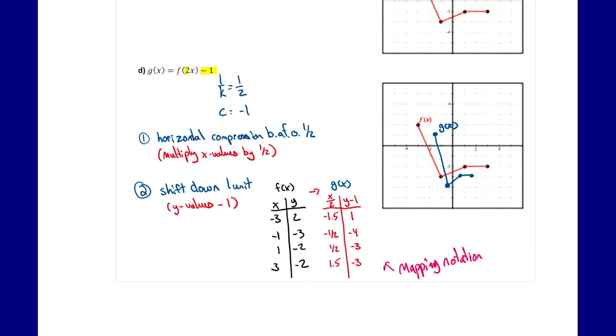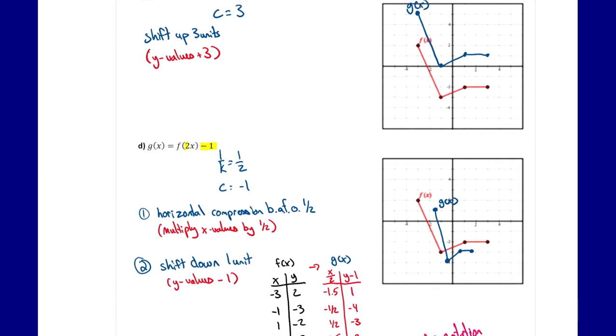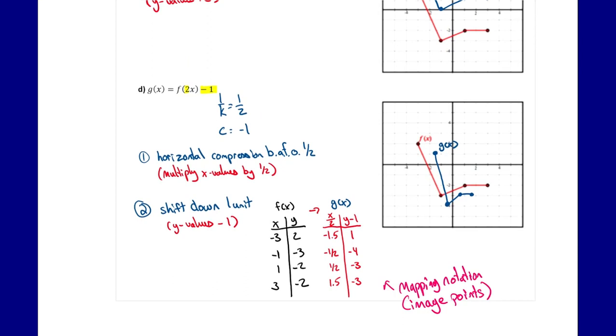And also we could call these points image points. So the points on our image or our transformed function, we call image points. So again, different ways to do it. I would say when you start dealing with the stretches and compressions, it's going to be a lot easier to use this image point idea or mapping notation rather than trying to just draw it out, similar to what we did with some of the other ones when it's just shifting it up and down or reflecting it.